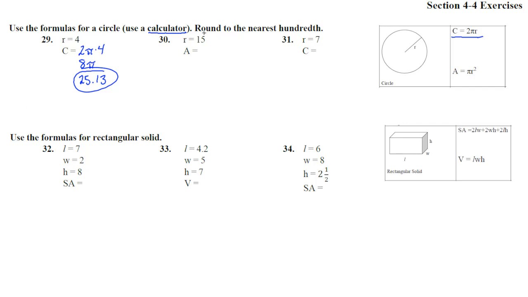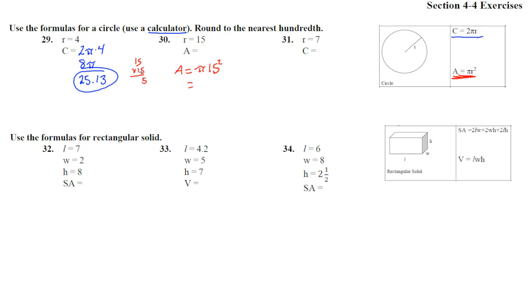Okay, next one. Area. Different formula. It's this one. It's not the C formula. It's the A formula. A equals pi r to the second power. There we go. 15 squared. So that's 15 times 15. We can do that one by hand. We don't need a stinking calculator for that.